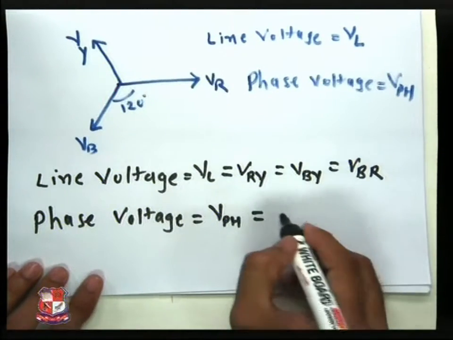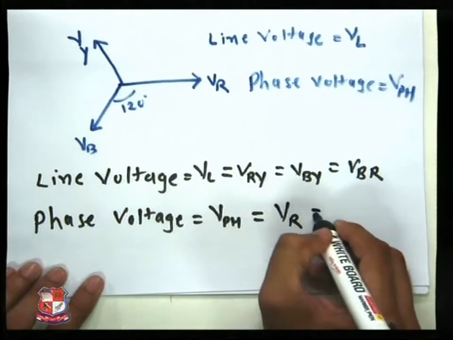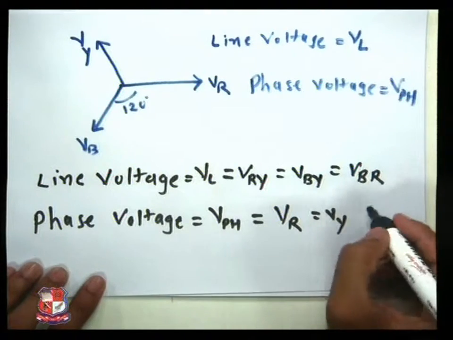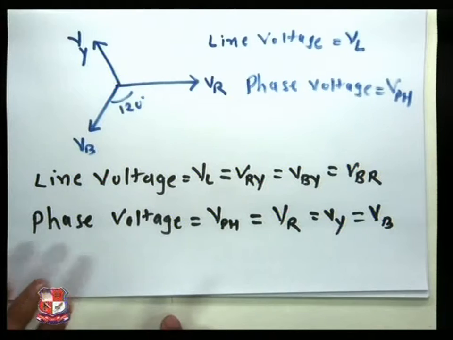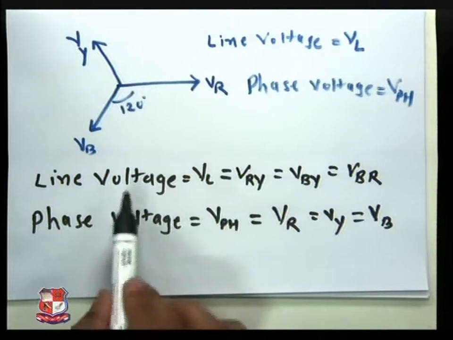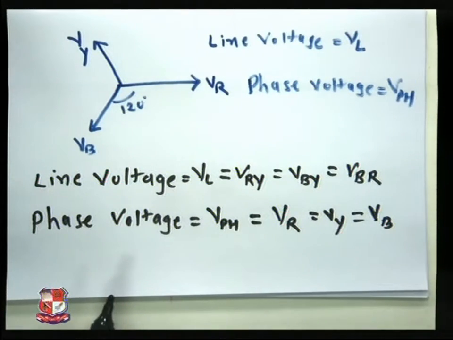and black. So represented by VR, VY and VB. So these are the three phase voltages. Now we derive the relation between the line voltage and the phase voltage.